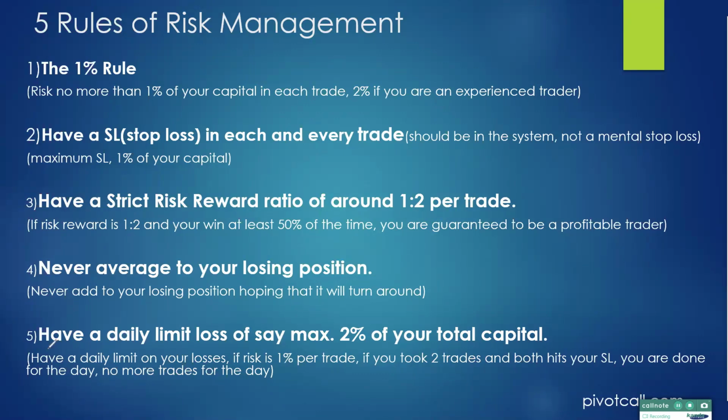Have a daily loss limit, say a maximum of 2% of your total capital. That means if your capital is 2 lakh and I said you should risk only 1%, that is 2000 rupees. Assume tomorrow you took the first trade and it hit your stop loss. Okay, 2000 rupees gone. Then in the afternoon you see another pattern, you took another trade. Unfortunately, that also hit your stop loss. Another 2000 rupees gone. So you lost 2% in a single day of your 2 lakh. That means from 2 lakh, 4000 rupees gone.